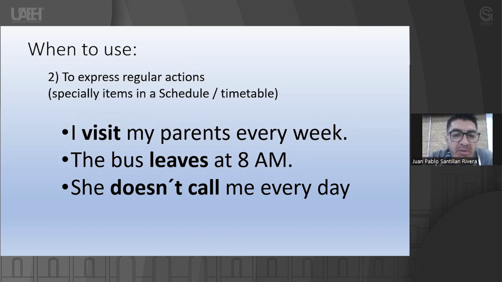In the final example, we find, she doesn't call me every day. We notice that this sentence is negative. So this means that it doesn't happen every day. She doesn't call me every day.